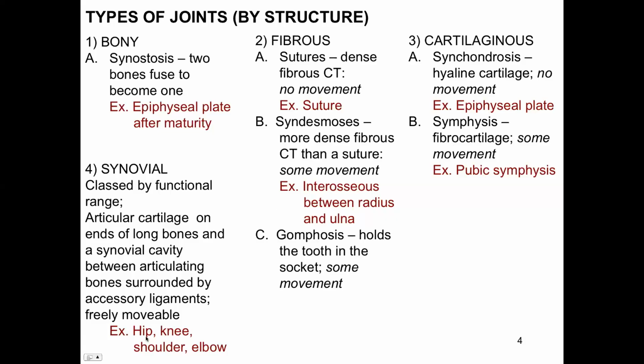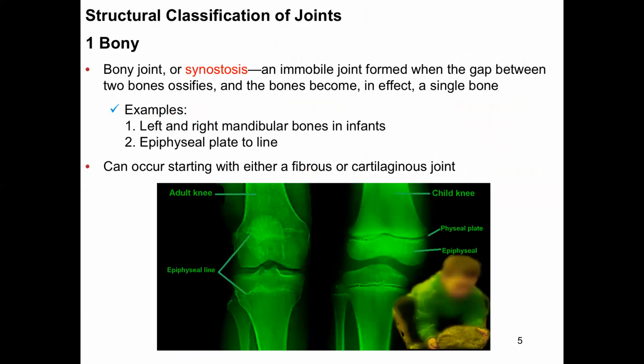And then the last one is synovial, which I'll spend the most time on. These are what most people think of when they think of a joint. These are the ones that are freely movable. Okay, so here, and there's a number of different types and a number of different types of movement. And we will all have special slides just for those ideas, all right? So let's go through this.